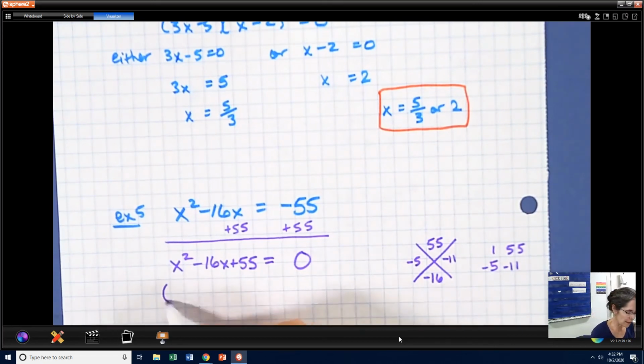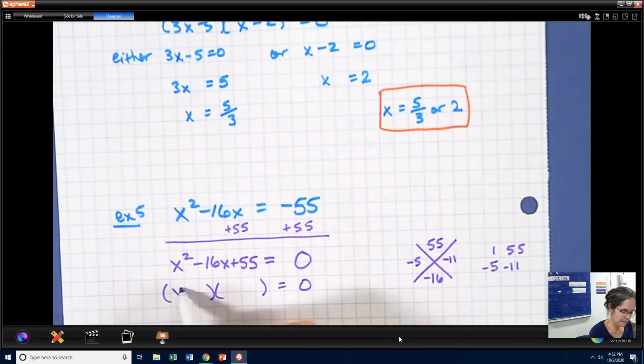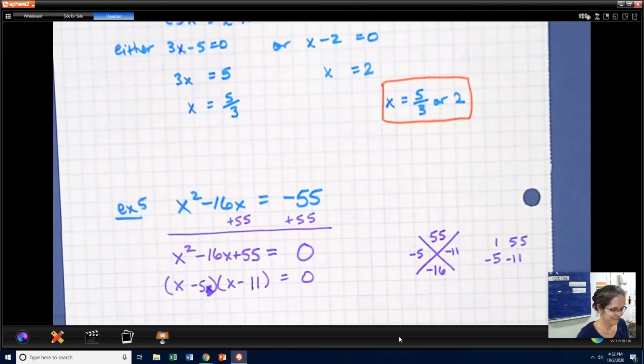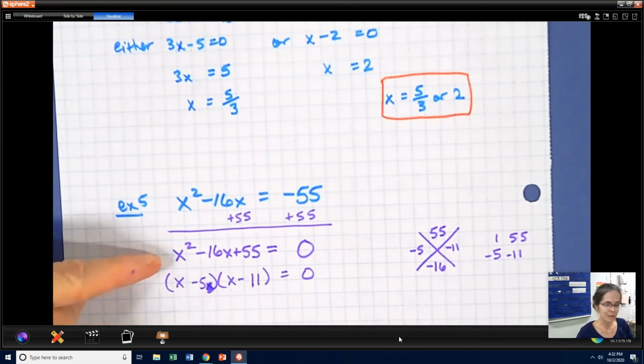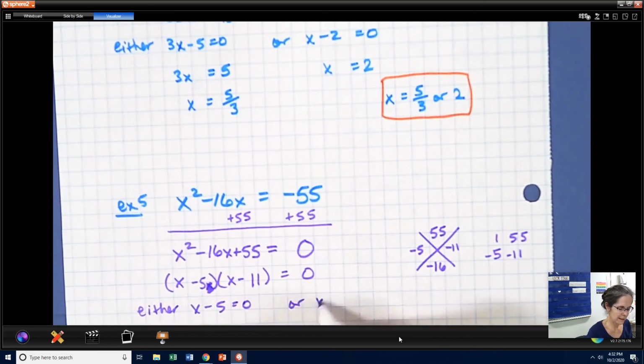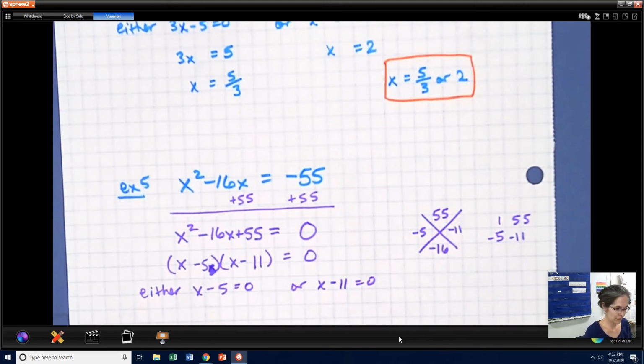So that means that when I factor it, I'm going to have x minus 5 and x minus 11. Sorry about that. Those are the factors of this trinomial. So now I'm going to solve those ones. Either x minus 5 equals 0 or x minus 11 equals 0. And I can solve each of those.